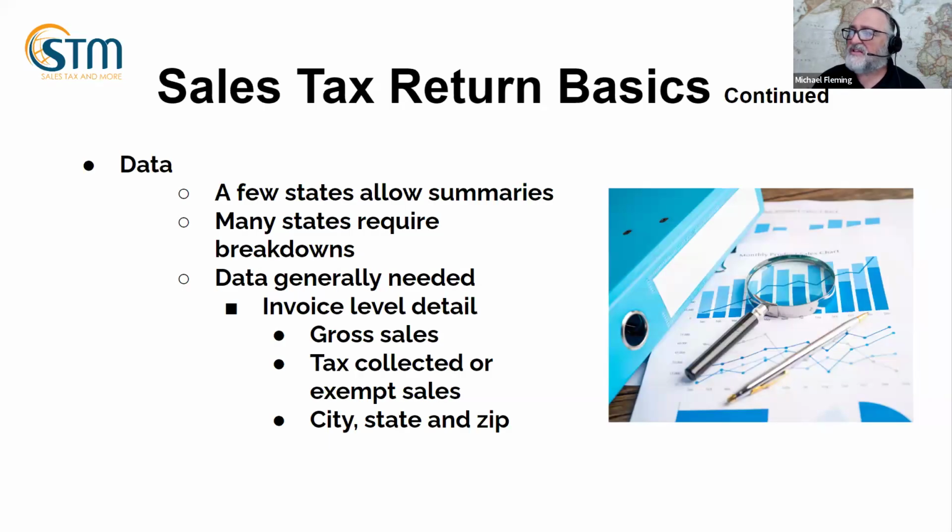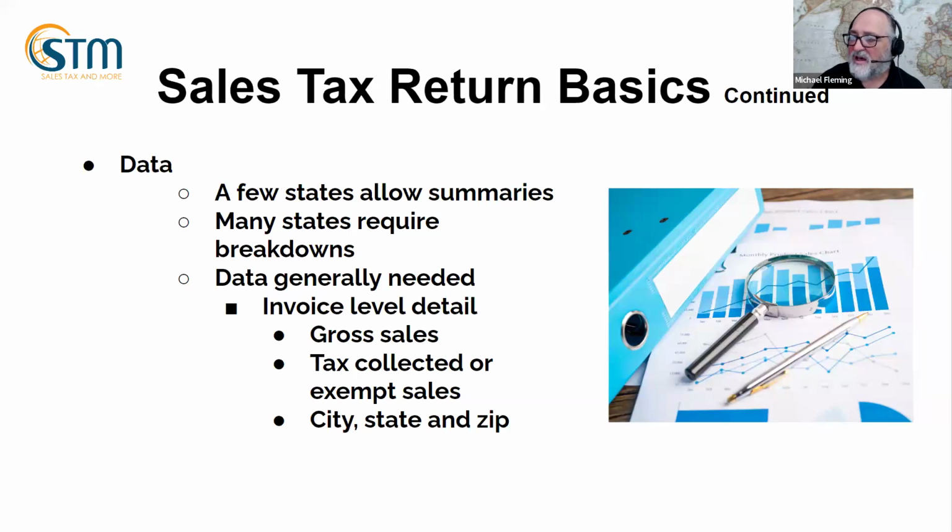Data. A few states allow summaries, but many states require breakdowns. So you've got to have invoice level detail that includes gross sales, tax collected. Some states want exempt sales rather than the tax collected, and they'll come up with those figures themselves. Taxable sales is something sometimes they'll ask for.